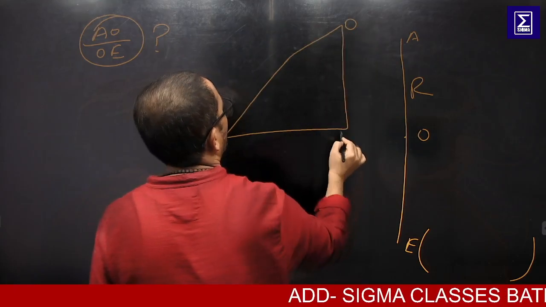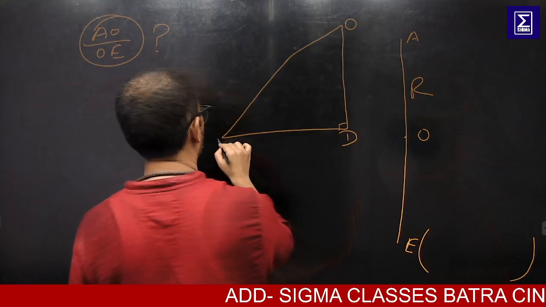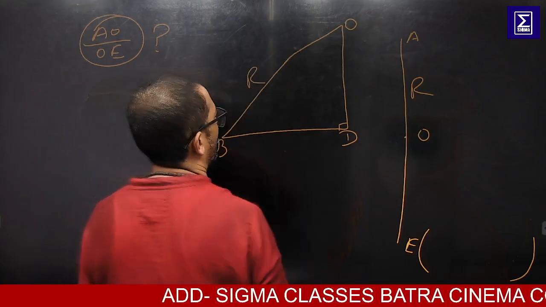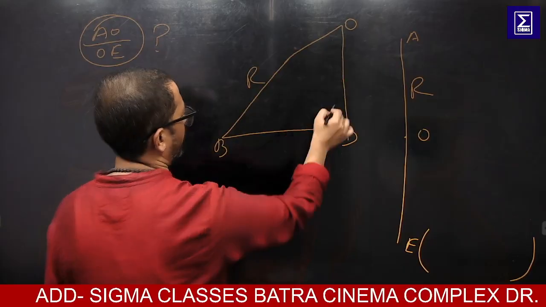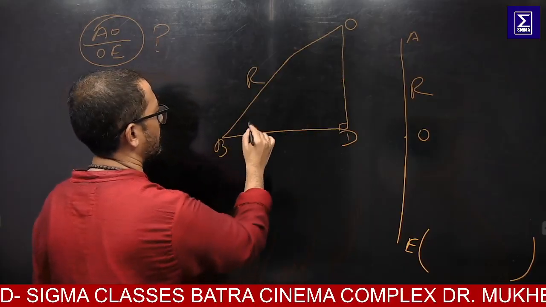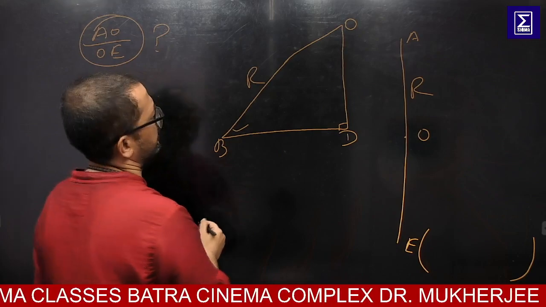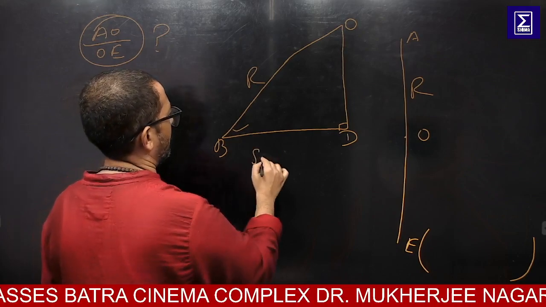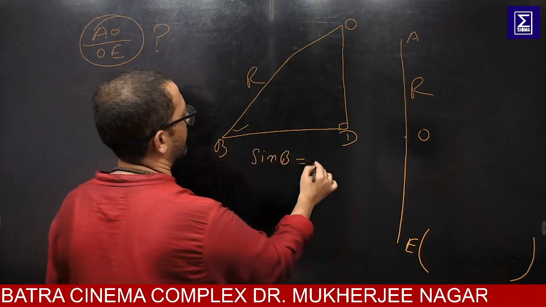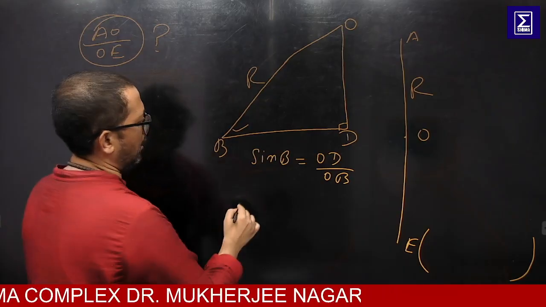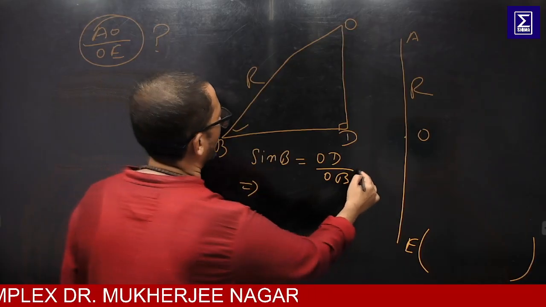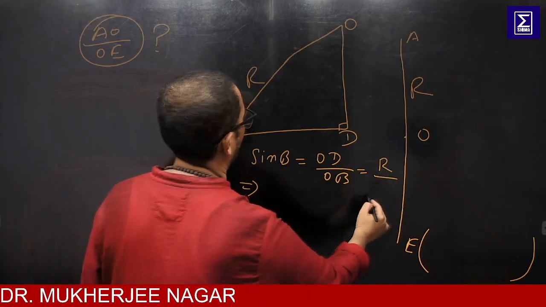This is O, this is D and this is B. OB already you know is R. We need OD. So how to get the OD? So this angle we will take. So sine B is nothing but OD upon OB. Yes or no? So OD is nothing but R.